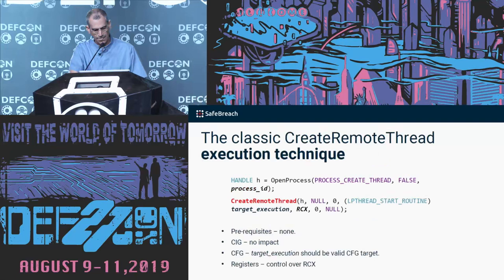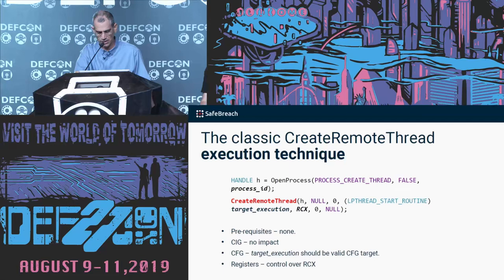And finally, there's the CreateRemoteThread execution technique, in which CIG has no impact because we're not talking about DLLs here. And with respect to CFG, the target execution has to be a CFG valid target, and this is enforced by the operating system. We only have control over RCX, so we can only safely invoke functions with a single argument in this way.